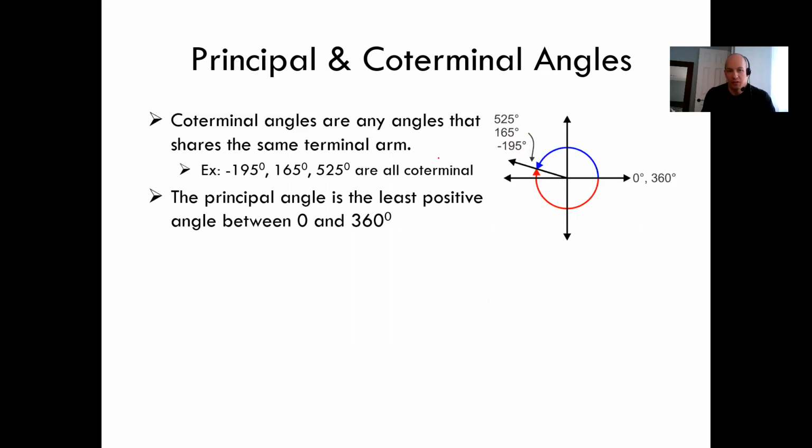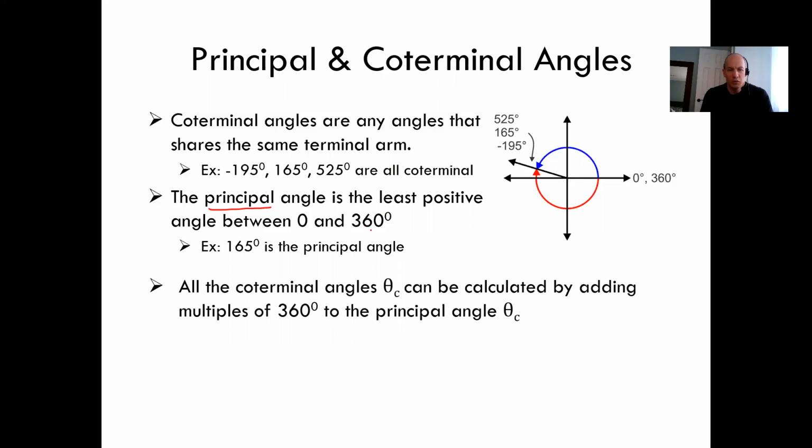The principal angle, just like the principal of a school, is the least positive angle between 0 and 360 degrees. So for the most part, that's what we've been talking about. When we're doing solutions, we've been focusing on the angle between 0 and 360. In the case of this, where we've got 3 coterminal angles, pop quiz, which one is the principal angle? It turns out it's this guy right here, 165. So it's the least positive angle. You can't have negative principal angles, and it's always less than 360 degrees.